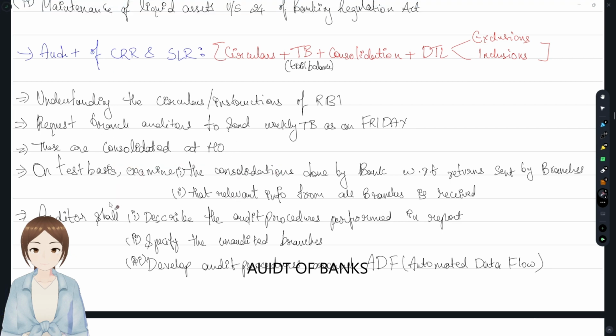What you have to do? You have to check, on a test basis, the consolidation adjustments and the information relevant from all branches that is received. And the auditor shall describe the audit procedures performed in the report. Specify the unaudited branches. Develop audit procedures as ADF, that is automated data flow.